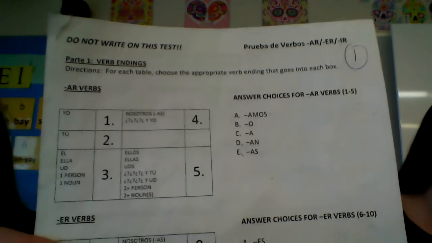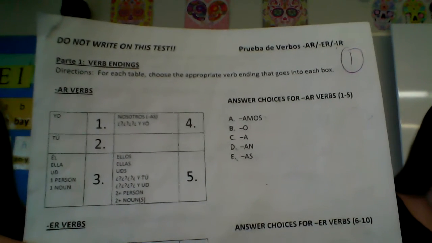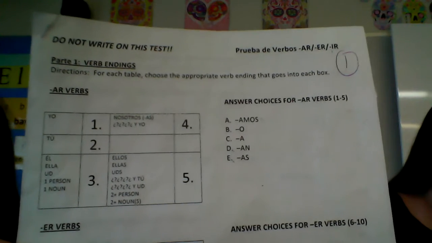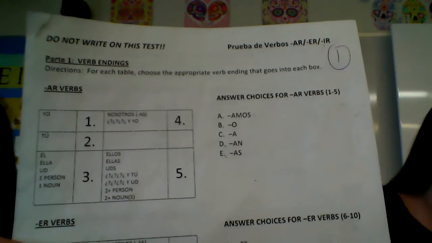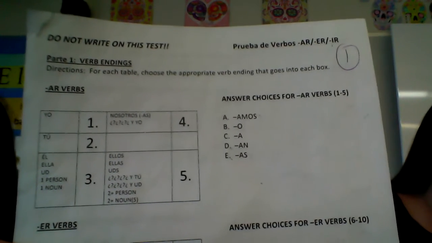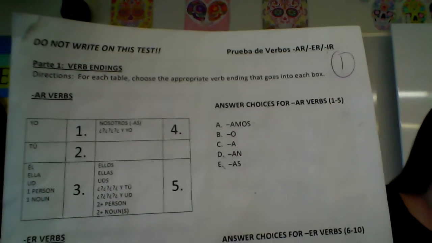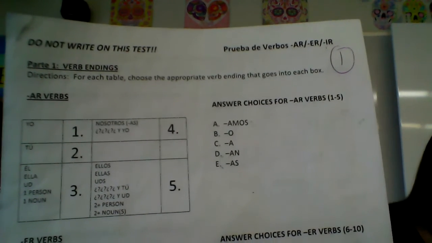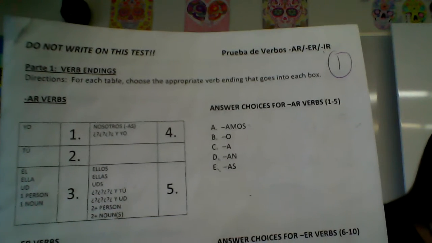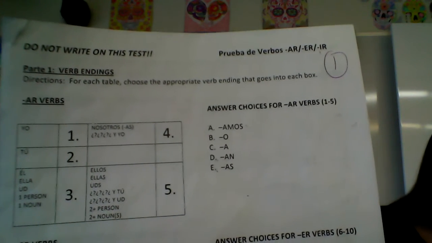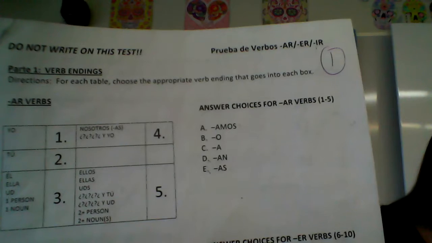And if you notice the answer choices on the right, you pick A if you want the ending to be amos, B for the ending of o, C for the ending of a, D for the ending of an, and E for the ending of as. So you might want to make a chart on a piece of loose leaf paper and put them in order, and then just align them with 1, 2, 3, 4, and 5.